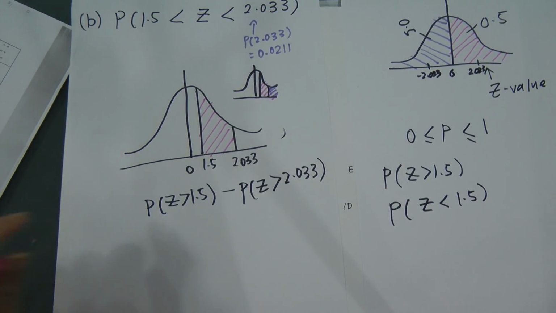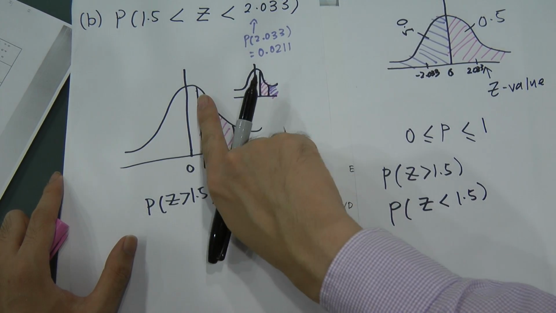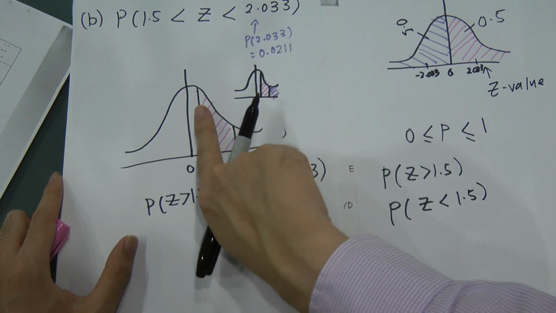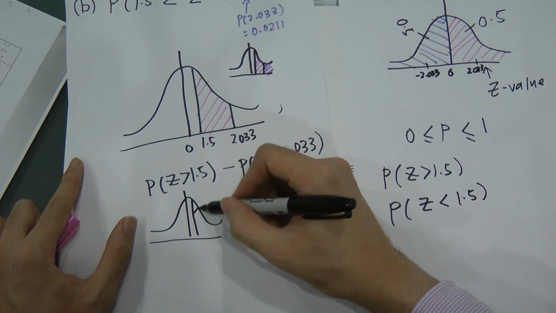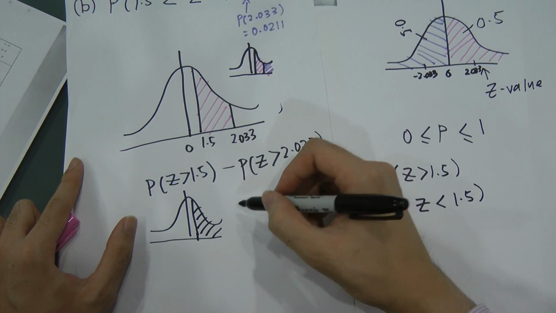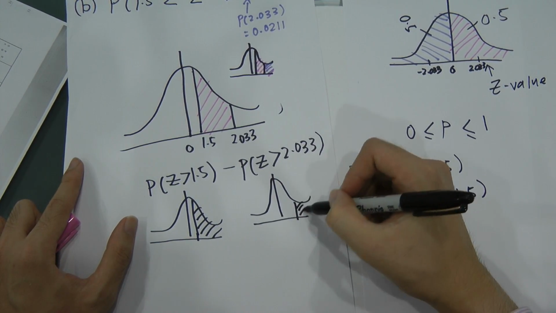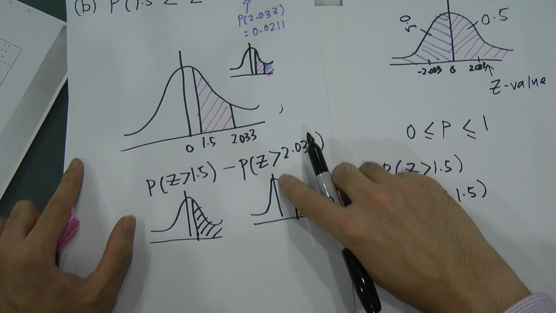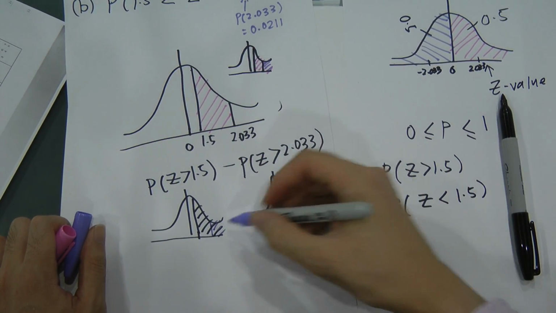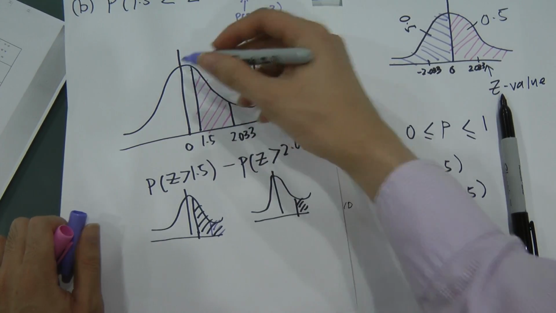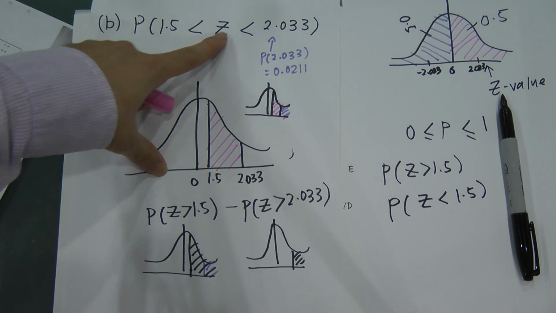You have to understand this one very carefully. When I say z is bigger than 1.5, it's the whole area, not only this area, it's the whole area like this. And then I minus this one, 2.033. Let's say 2.033 is here. It means I use the whole area minus the small area here. This one is here, so I can get this one. It's exactly here.